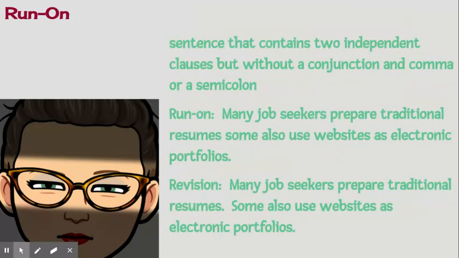Run-ons are sentences that contain two independent clauses, but don't have a conjunction and a comma, or they don't have a semicolon. Let's look at the example. Many job seekers prepare traditional resumes. Some also use websites as electronic portfolios. Notice in the revision that they simply divide it into two sentences. At that point, you could have also included a semicolon in the period's place or done a comma and.